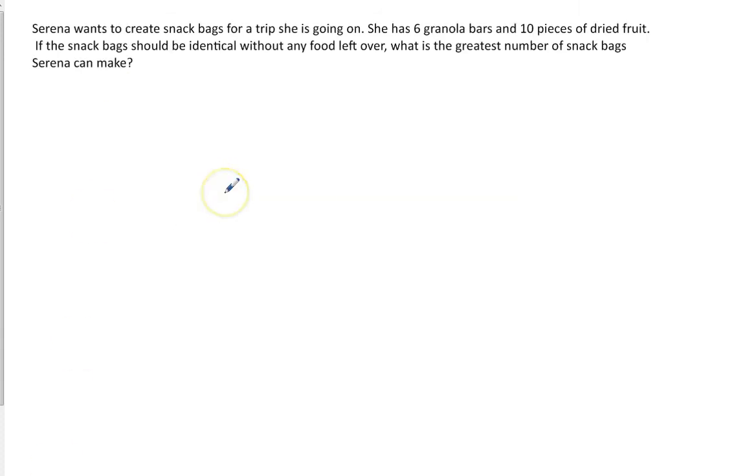Serena wants to create snack bags for a trip she's going on. She has 6 granola bars and 10 pieces of dried fruit. If the snack bags should be identical with no food left over, what is the greatest number of snack bags Serena can make? Keyword here is greatest number, which helps me see that it might be a greatest common factor problem.